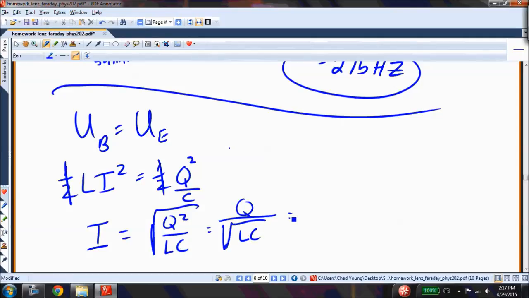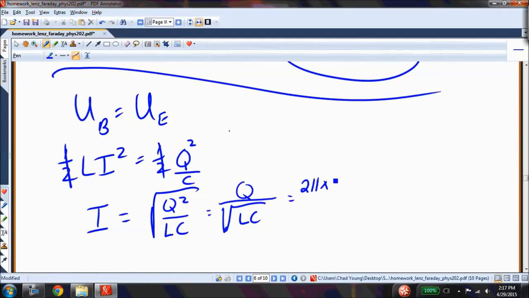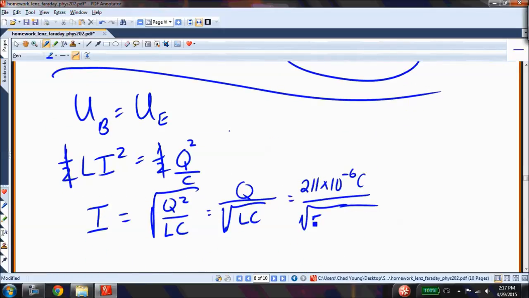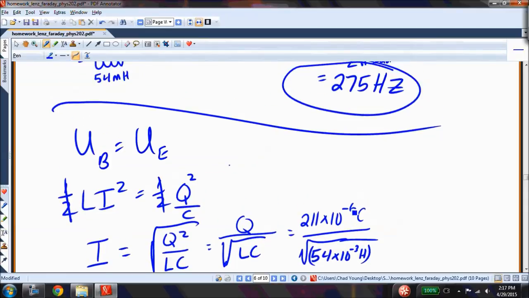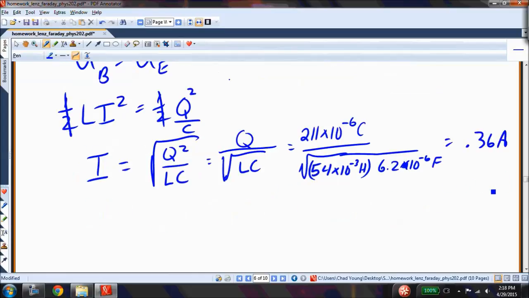And if I do that, I get, let's see, what was Q? I found Q up here, 211 microcoulombs, so that's 211 times 10 to the minus 6 coulombs. The square root of L is 54 times 10 to the minus 3 henries times 6.2 microfarads, so times 10 to the minus 6 farads, and this is equal to my current of 0.36 amps.